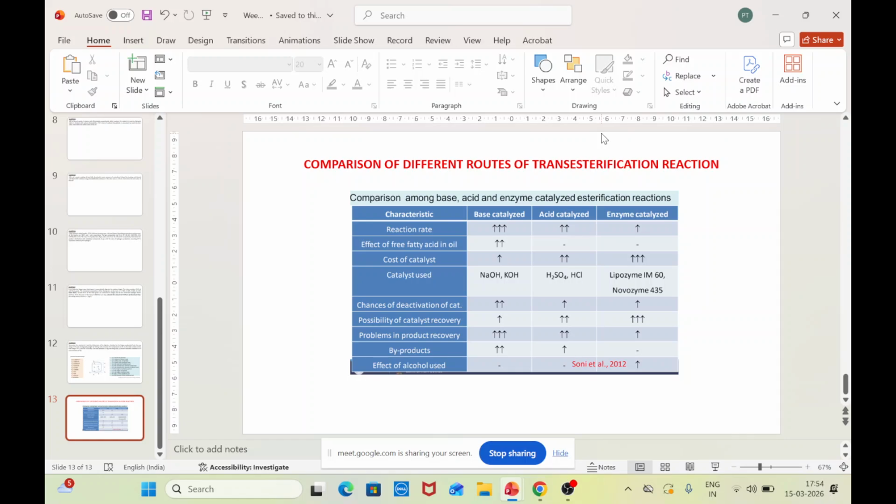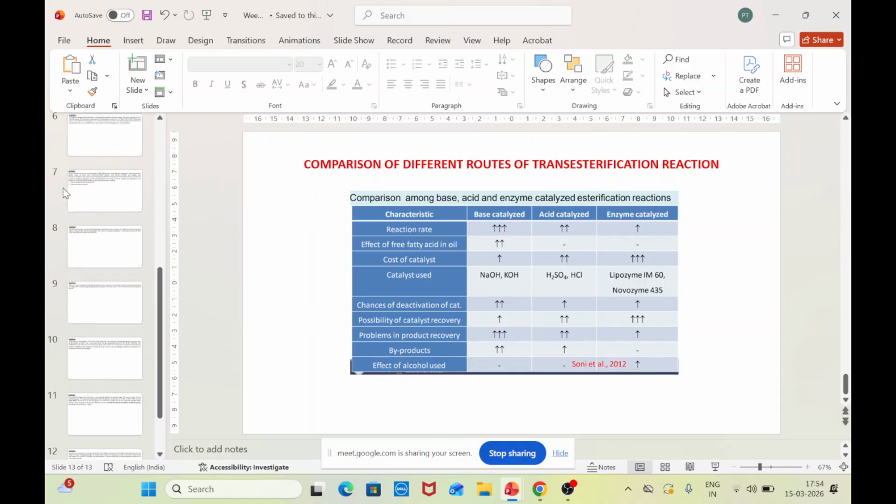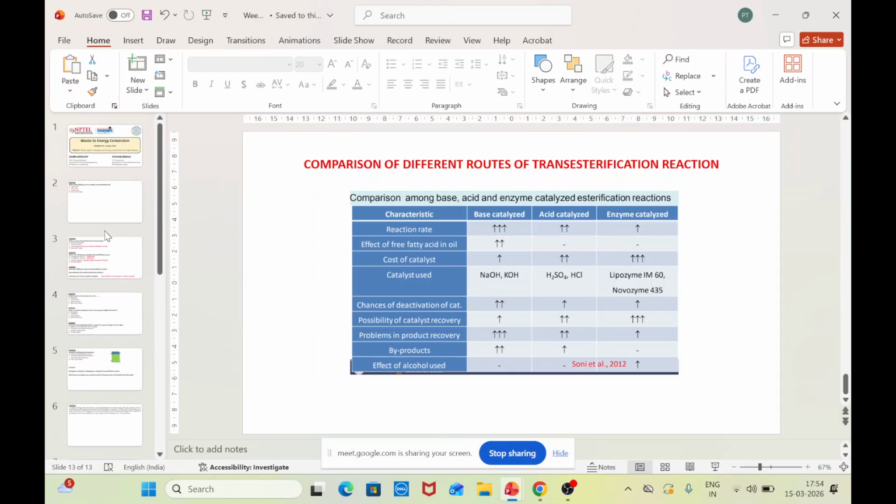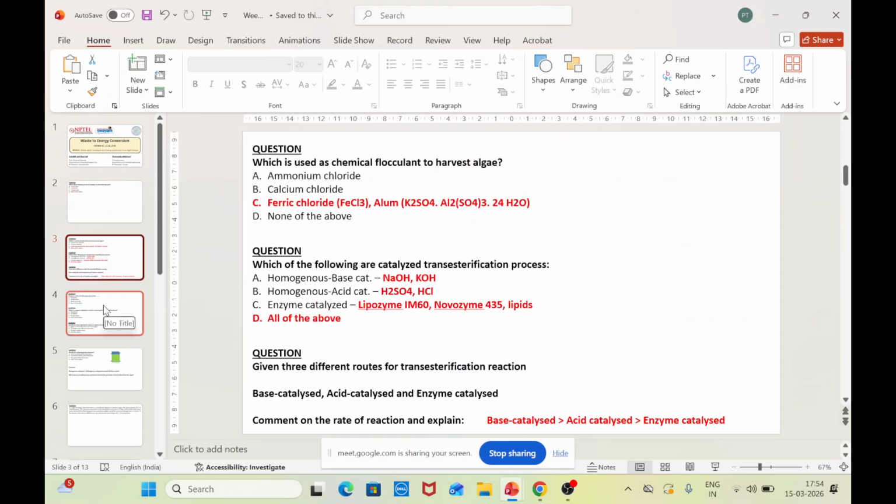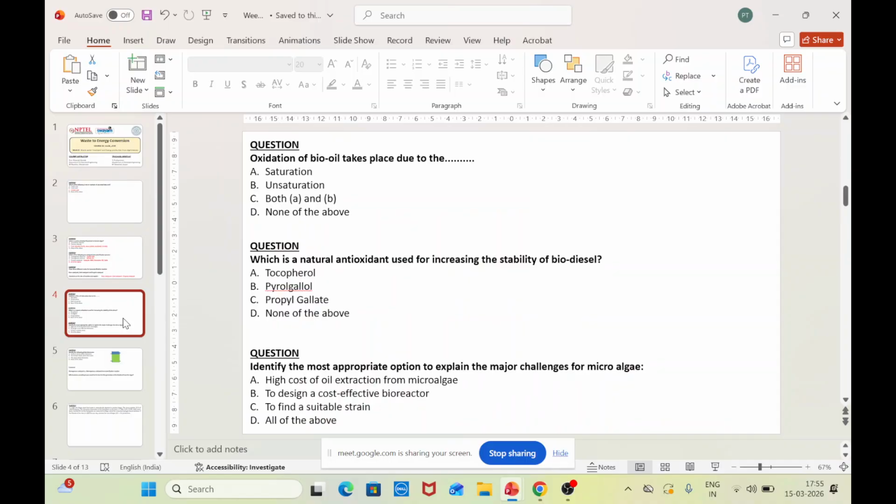Now, why is that particular order followed? Have a look at it. Let's see towards the end. So I'm going to leave it here. So let's see about this question. Next question.